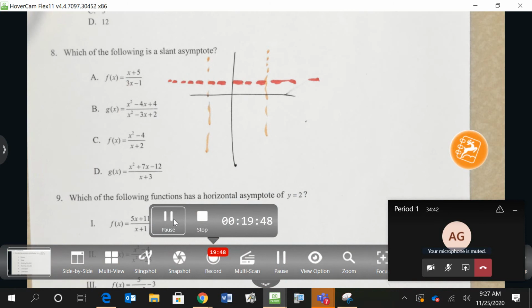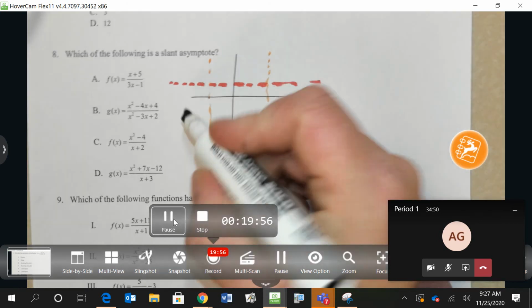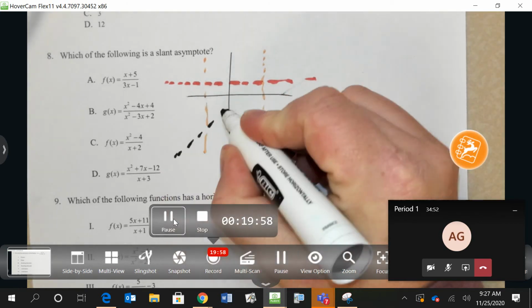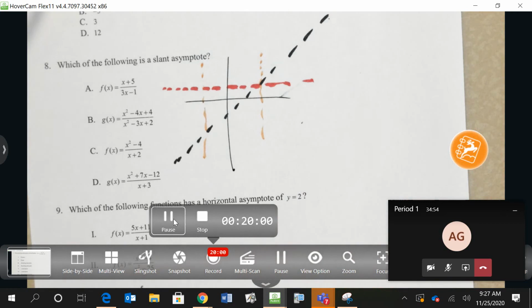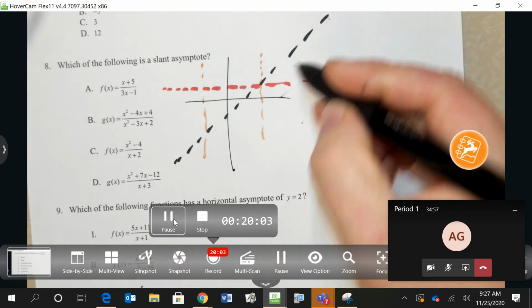And our function will get closer and closer to this asymptote, but it will never cross it on the far end. And then we have something that's referred to as a slant asymptote. Now, it's the same concept. It's the exact same concept, but it's a slant. So it's a diagonal asymptote.